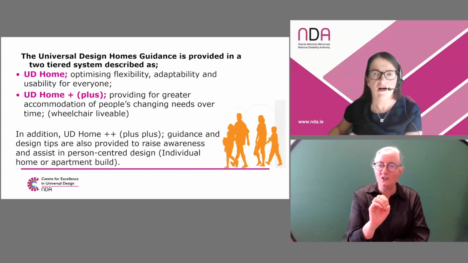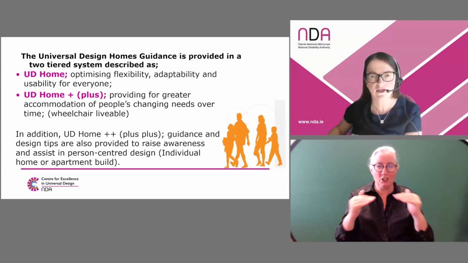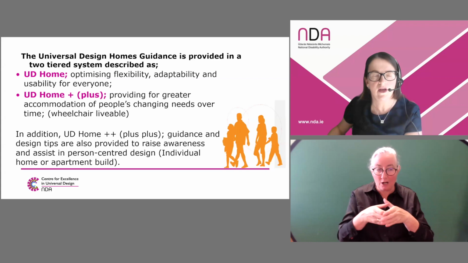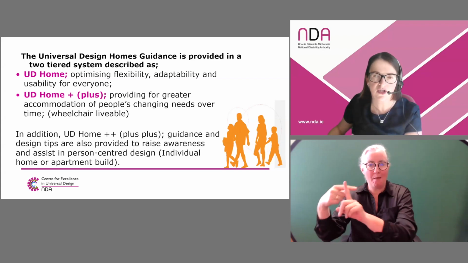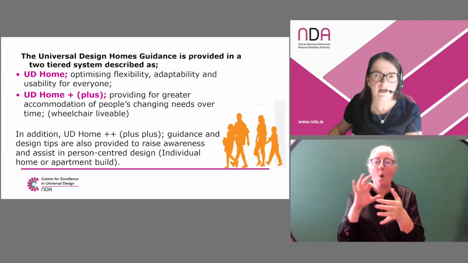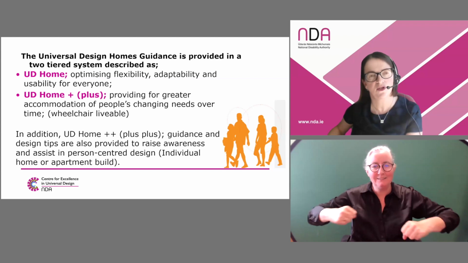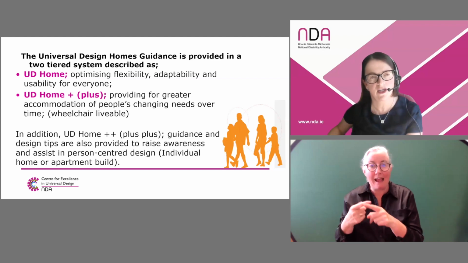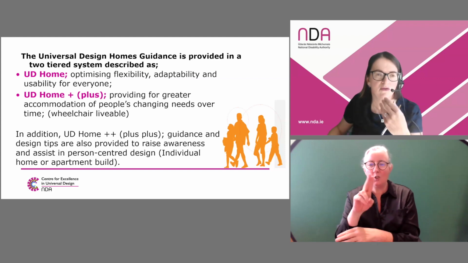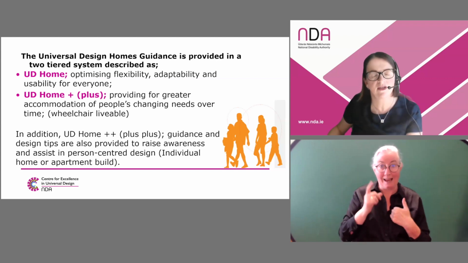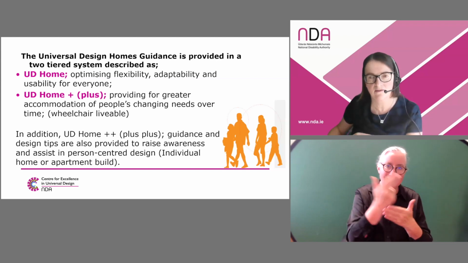And importantly, our guidelines have what's described as a two-tiered system. They set out two different categories, Universal Design Home and Universal Design Home Plus. For wheelchair liveable homes, we recommend that the Universal Design Home Plus guidelines should be applied. Typically, they have greater spatial requirements, and some features that might be provided for future adaptability at UD Home are required at the start in UD Home Plus. And we would advise that in residential developments, you should have some Universal Design Home and Universal Design Home Plus dwellings.